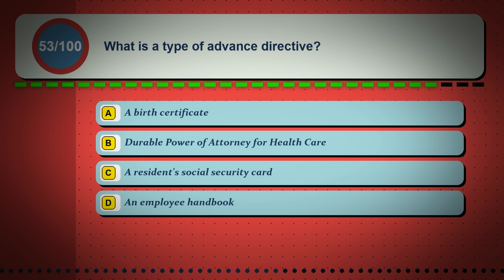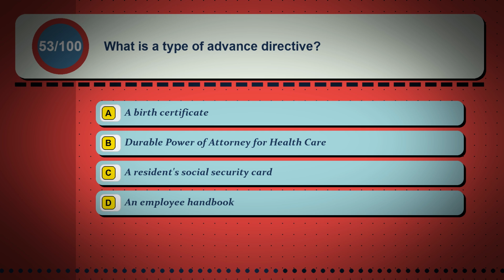Question 53. What is a type of advance directive? Option A. A birth certificate. Option B. Durable power of attorney for healthcare. Option C. A resident's social security card. Option D. An employee handbook.